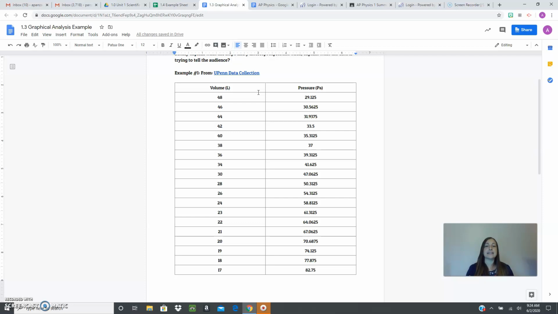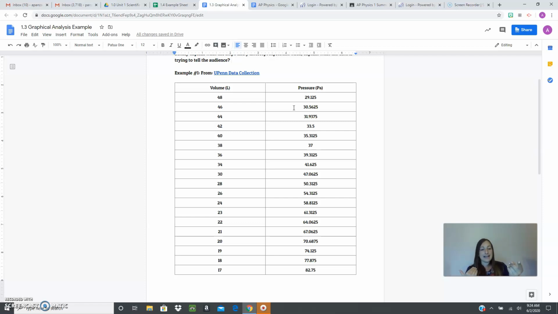And typically the biggest thing that it could tell you is, is this going to be a direct or an inverse relationship? So we know that if it's a direct relationship, both the x and y variables are either going to increase or decrease at the same rate. If they're an inverse relationship, as one increases, the other decreases. So if we look at our volume, we see that we start at 48, but we go all the way down to 17. So we're decreasing for the volume and the pressure is clearly increasing. So right off the bat, we know that we are dealing with an inverse relationship.